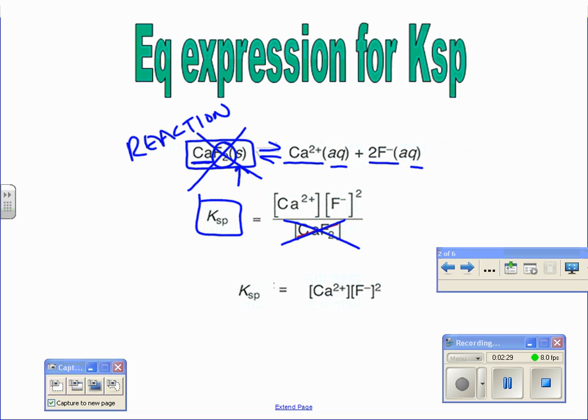So the KSP expression is Ca2+ to the first, since the coefficient is 1 there. The coefficient in front of F- is 2, so F- is raised to the second power. My KSP expression is Ca2+ times F- to the second power, and that is how you write a KSP expression.